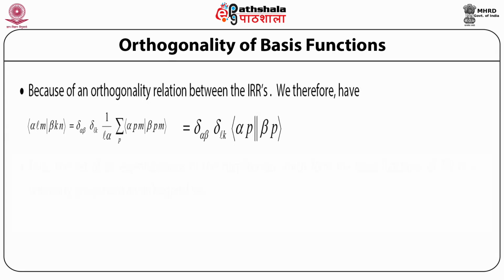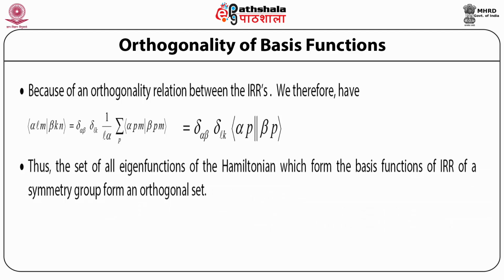Because of the orthonormality relation between the irreducible representations, we therefore finally have the scalar product of these basis functions α Lm and β Km as δ αβ δ Lk and a reduced matrix element <α P|β P>. Thus the set of all eigenfunctions of the Hamiltonian which form the basis functions of irreducible representations of a symmetry group form an orthogonal set.